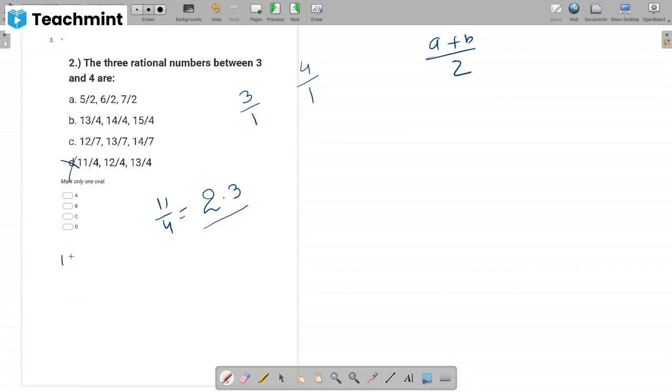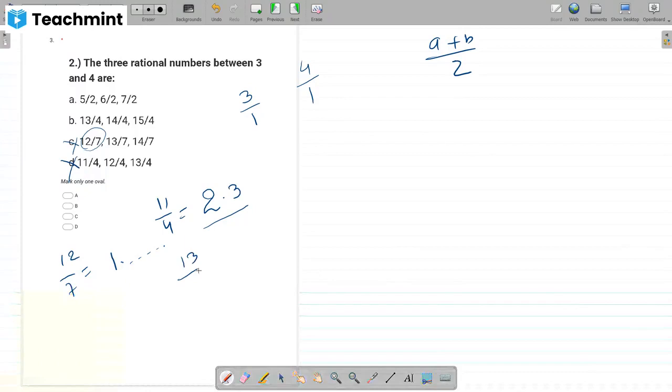Now what about 12 by 7? 12 by 7 means when you divide, 7 2s are 14. So here, 7 1s are 7. So it is something nearly equal to 1 point something, but we need a number between 3 and 4. So this option is also wrong. Now 13 by 4. If this number doesn't lie between 3 and 4, no need to check with these numbers. Okay, now let us move to the second option, 13 by 4.